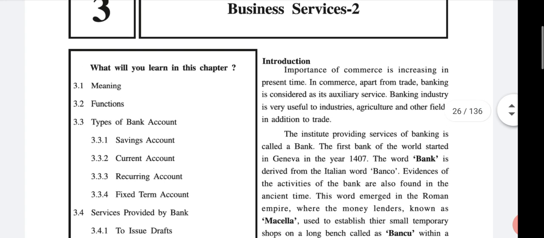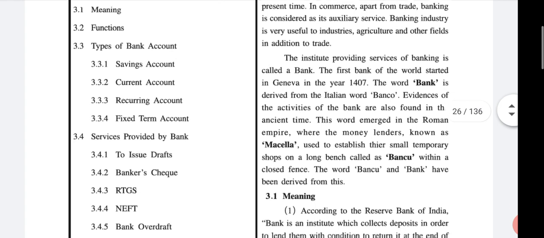Importance of commerce is increasing in present time. In commerce, apart from trade, banking is considered as its auxiliary service. Banking industry is very useful to industries, agriculture and other fields in addition to trade. This paragraph is not that important. Here, the second paragraph is most important. So please concentrate here.